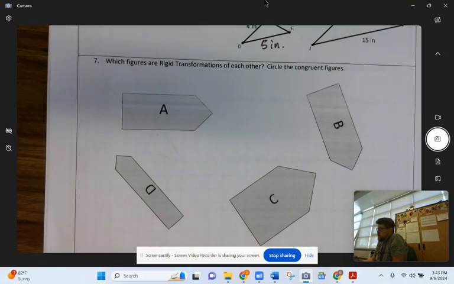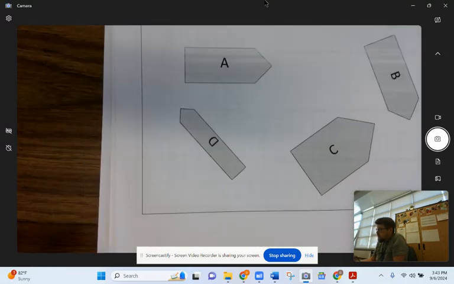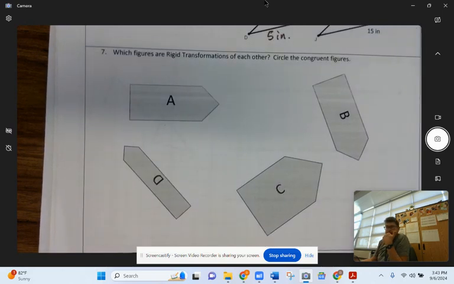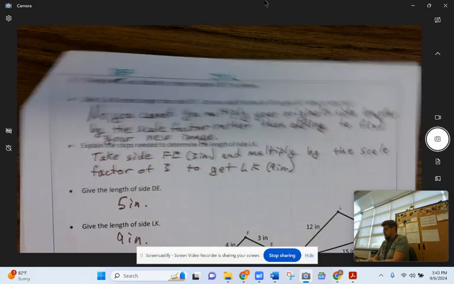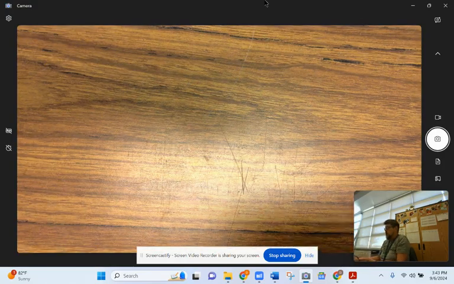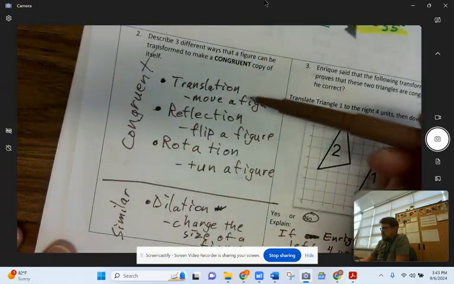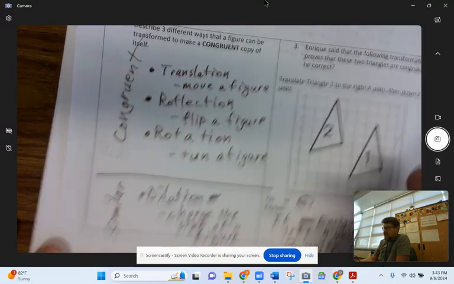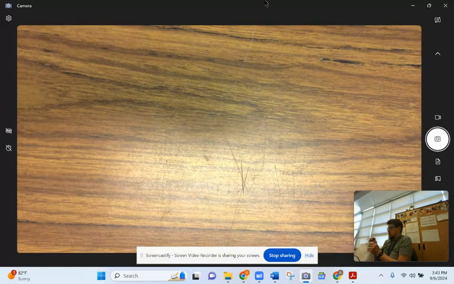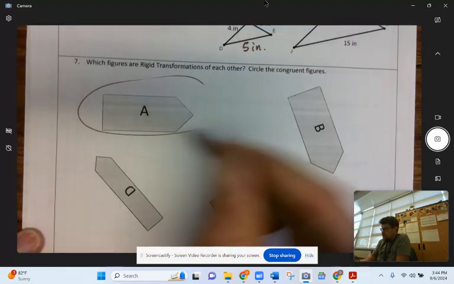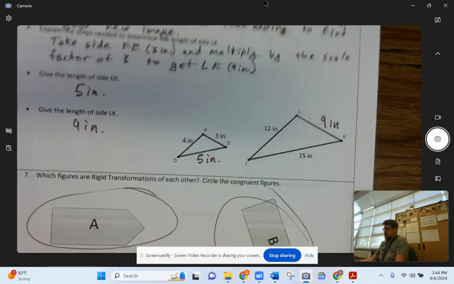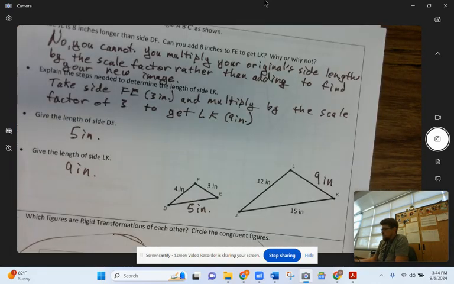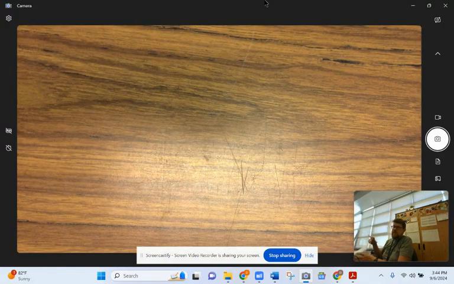Which figures are rigid transformations of each other? Circle the congruent figures. Okay, again, congruent figures are what happens after rigid transformation. So translation, reflection and rotation. And this goes back to, I think, number 2, when we went through the rigid transformations, translations, reflections, and rotations, and not dilating, not changing the size or shape of the figure. So the only ones that are congruent are A and B, not C, and not D. There you go. Again, congruent, right, means same size, same shape. When we talk about the same shape, we also talk about the same angle measurements.